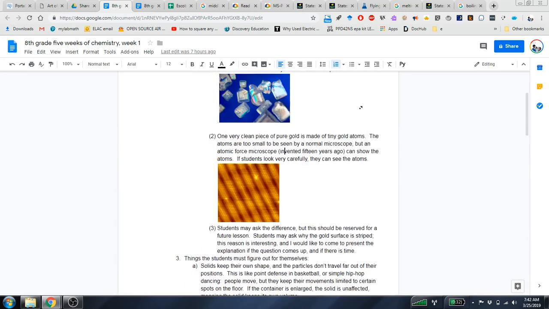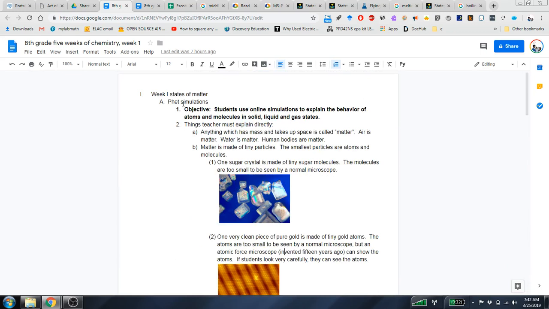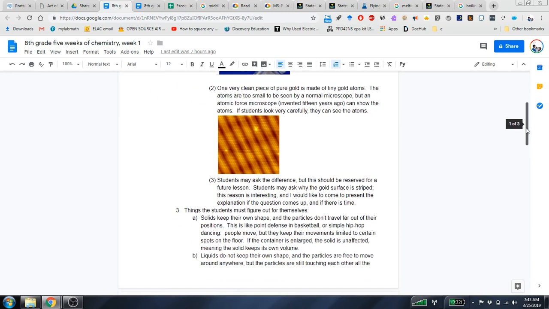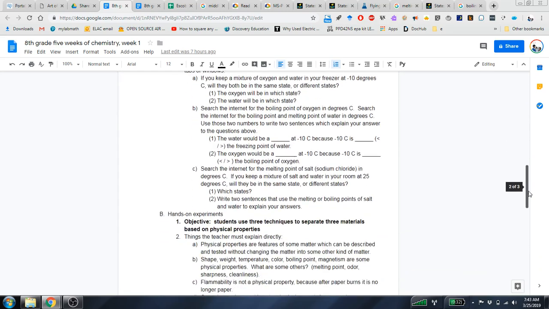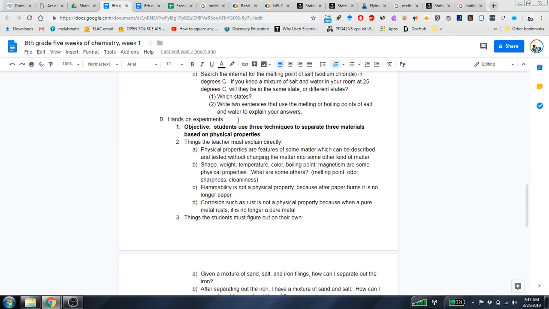Now, the first part of this week, the first day or 2 days, consists of students working online with the PhET simulations. The second part of this lesson consists of hands-on experiments, and this would be day 2 or day 3, depending on how long the PhET takes. In the hands-on experiments, you will be using materials which we will provide.